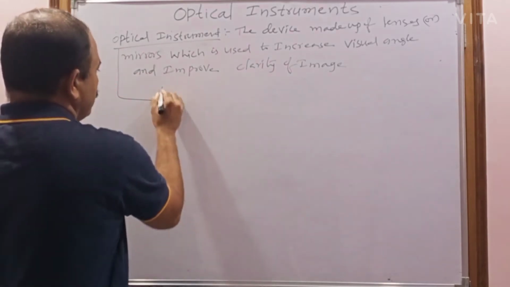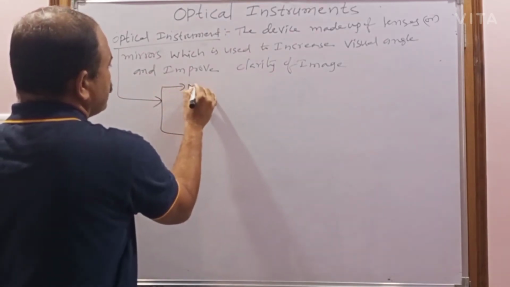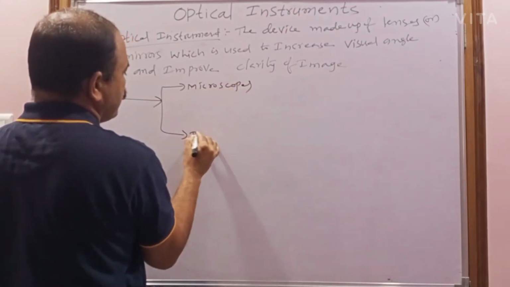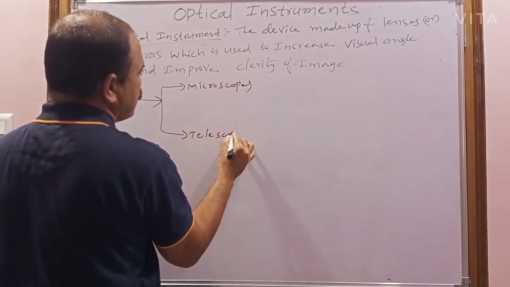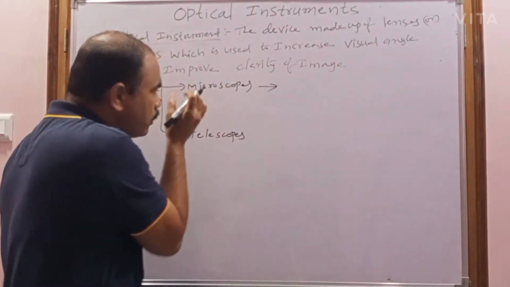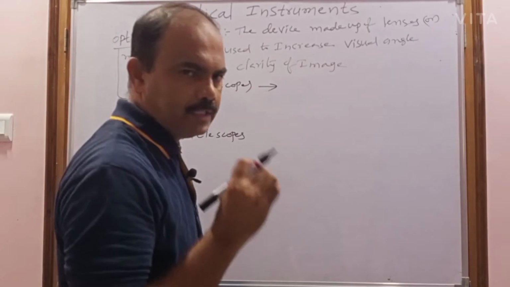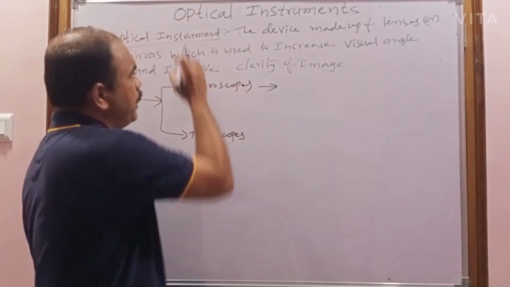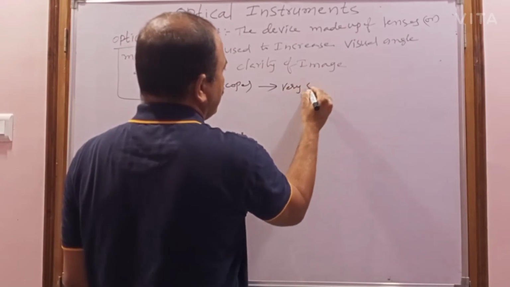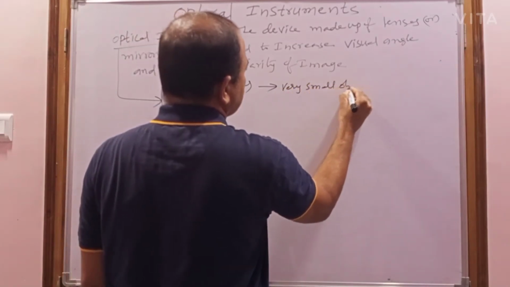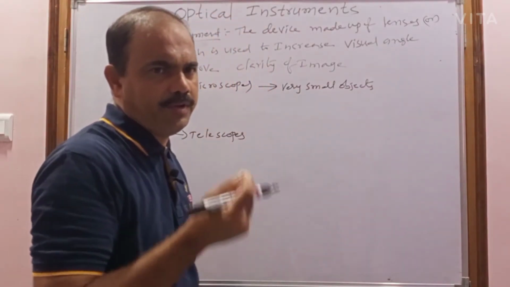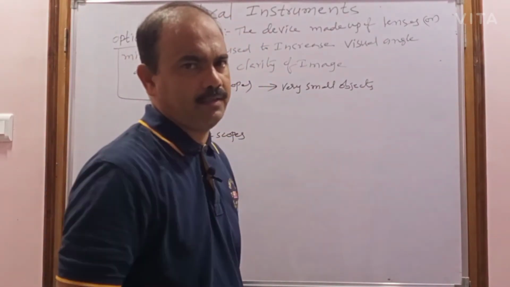These optical instruments are of two types: microscopes and telescopes. Microscopes are nothing but micro, very small. That's why this type of optical instrument is used to see very small objects which we can't see with our naked eye, like very small organisms such as bacteria.